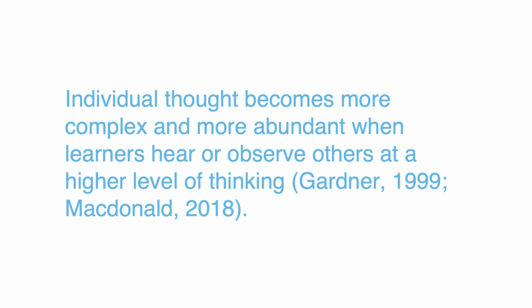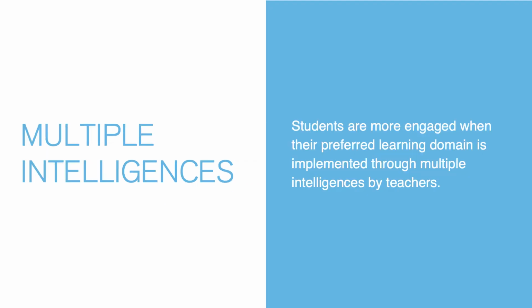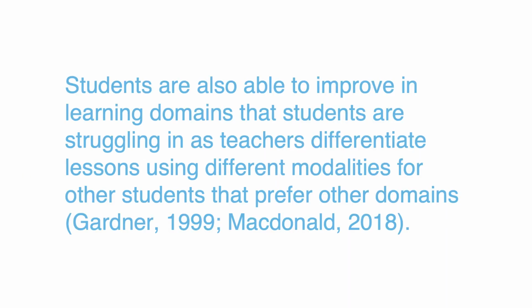Individual thought becomes more complex and more abundant when learners hear or observe others at a higher level of thinking. Students are more engaged when the preferred learning domain is implemented through multiple intelligences by teachers. Students are also able to improve in learning domains in which they are struggling as teachers differentiate lessons using different modalities for other students that prefer other domains.